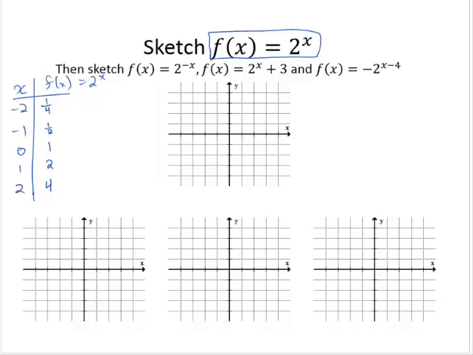So I'll plot those points, and let me just use a scale of 1 on each axis. So then let's see, I'd have the points negative 2, 1/4; negative 1, 1/2; 0, 1; 1, 2; and 2, 4. The next point would be 3, 8, if we wanted to. And so what we remember is we have a horizontal asymptote as x approaches negative infinity, so the curve slowly increases and continues to increase through the points upward. So there's the basic function, f of x is equal to 2 to the x.